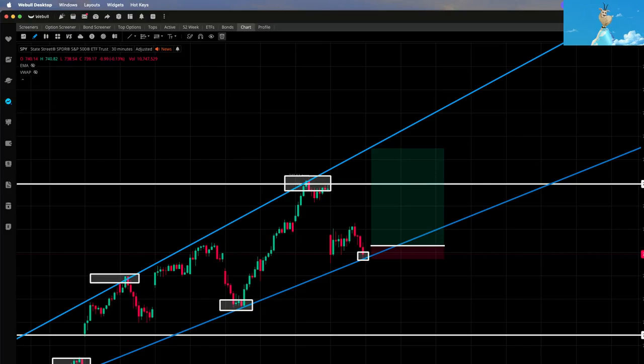We talked about the 3-touch rule and the danger of over-tested levels. We went deep on the flip, how broken support becomes new resistance and broken resistance becomes new support. Why the retest is one of the highest probability setups you're ever gonna run into. We walked through time frames. We learned the bigger the time frame, the stronger the level. We finished with real mechanics: how to find these levels, read price action, and place stops.